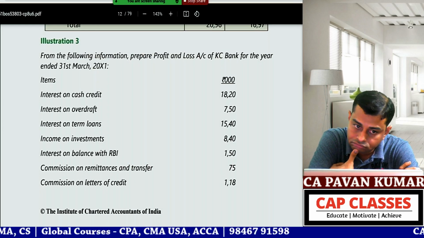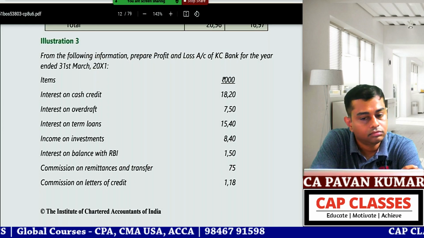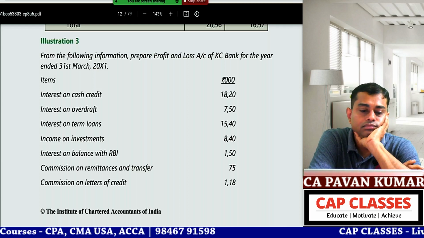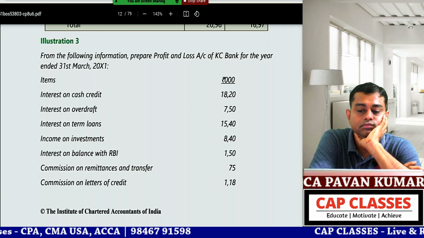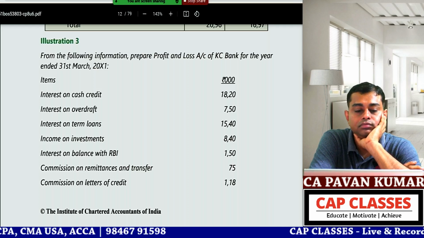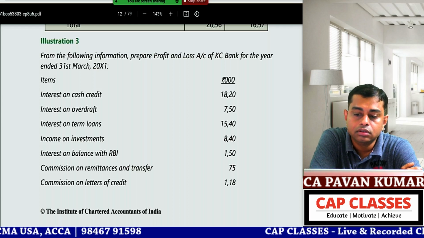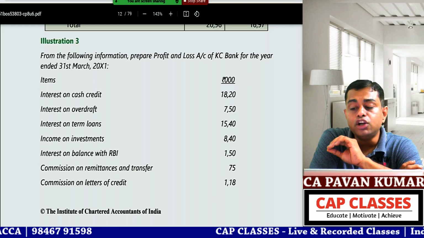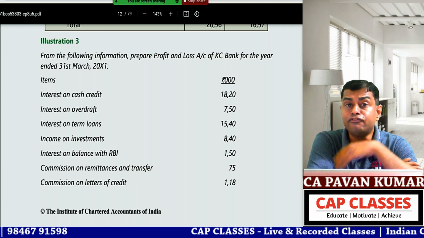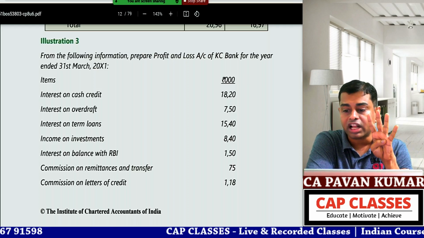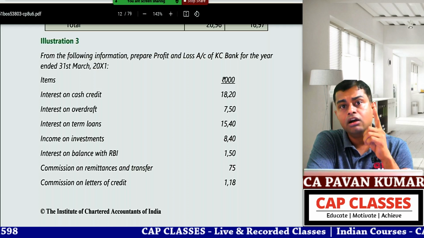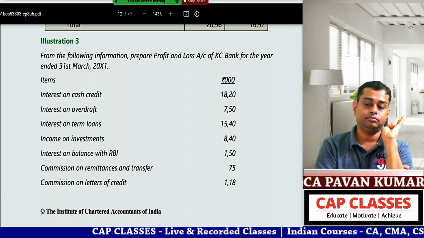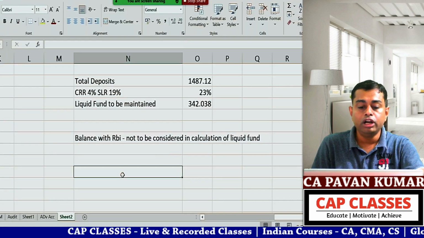Illustration 3. From the following information, prepare the profit and loss account of KC Bank for the year ended 31st March 2001. Items, in thousands: interest on cash credit 1820. Wait, this 1820, where will you put? We have 4 schedules, okay? What are they? Schedule 13, 14, 15, 16. P&L has only 4 schedules.